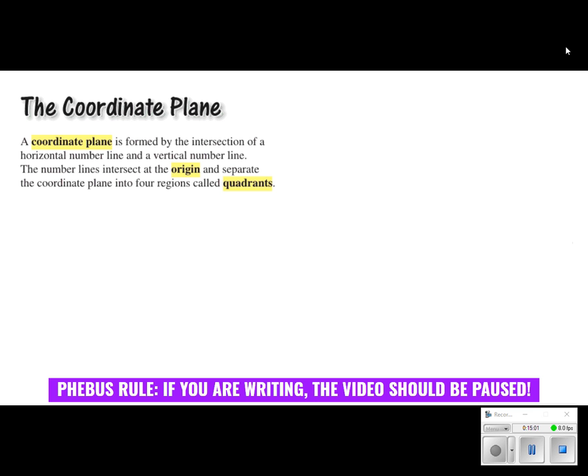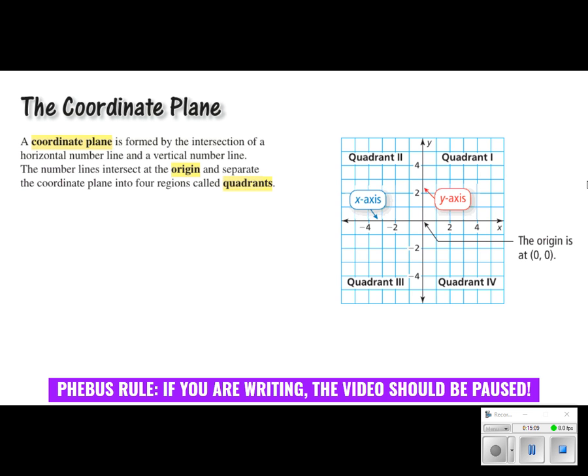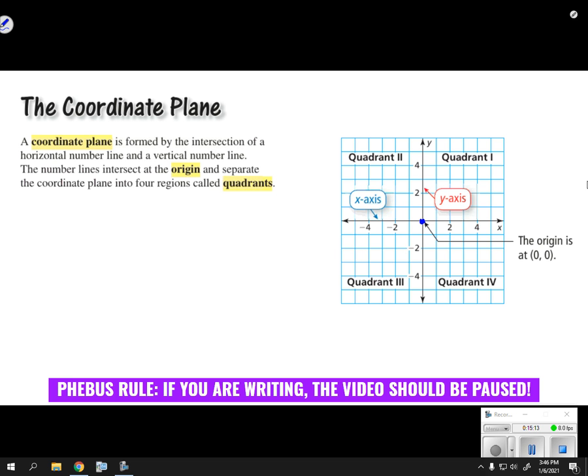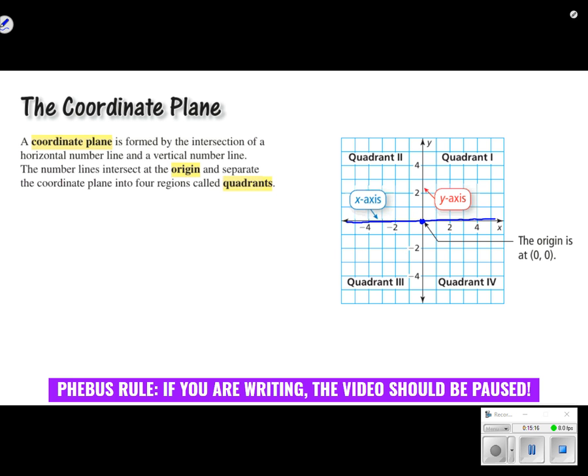All right, the coordinate plane. I expect you to be able to graph things. Right now we're going to focus on points. The coordinate plane has an origin, which is right here where the x and the y-axis meet. The x-axis is horizontal. The y-axis is vertical.